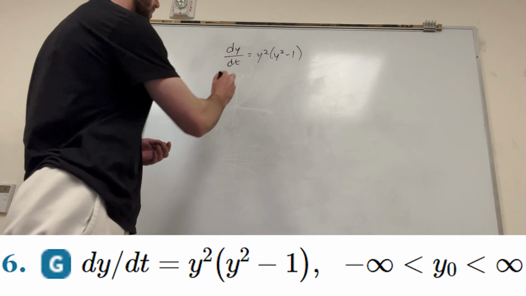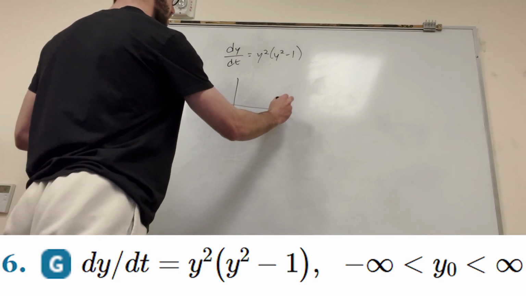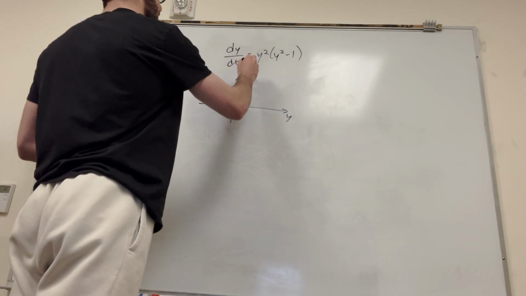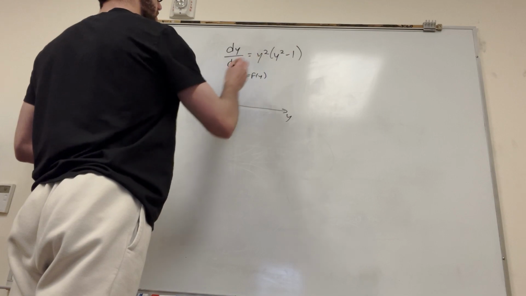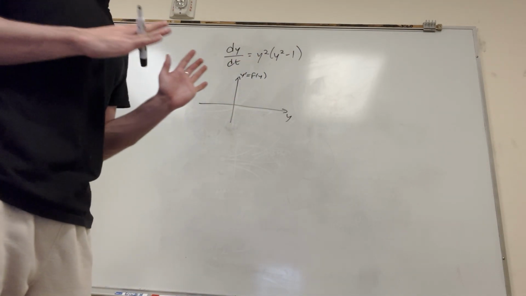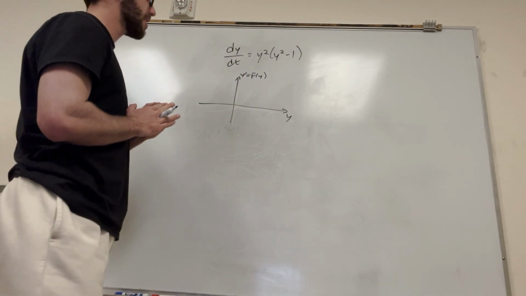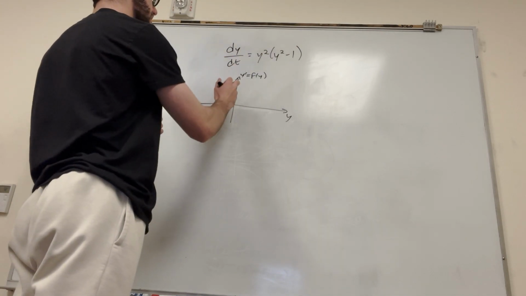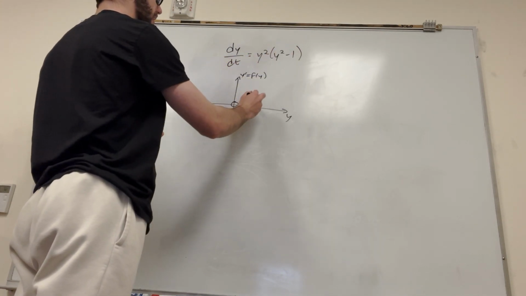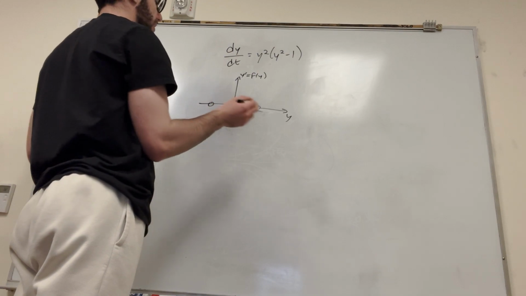Okay, so let's go ahead and draw a graph. That's what we should start with. So this is y, and this is y prime, which is a function of y. We want to find when this is equal to 0. So right out of the bat, we see that this is equal to 0 there, and then we have roots at 1 and -1, right? Okay, pretty simple.